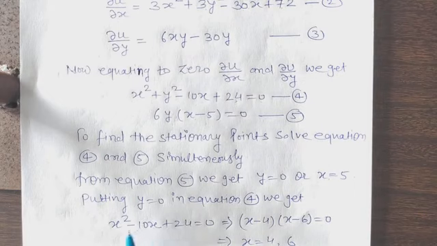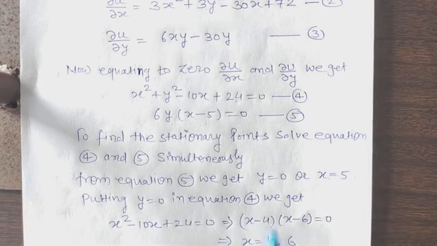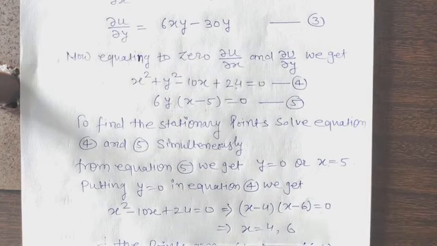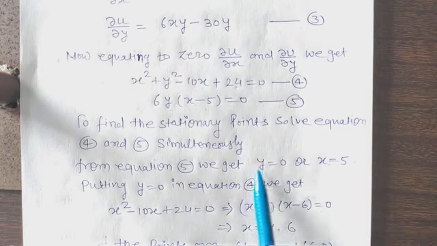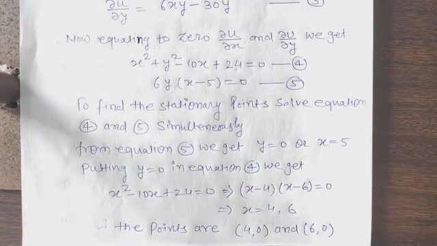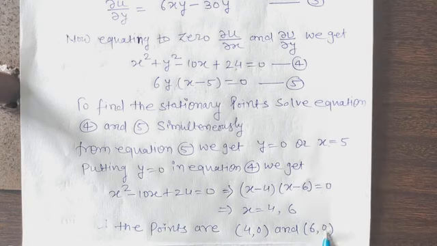So this is a quadratic equation in x, which gives two values of x. The factors of this equation are (x minus 4) and (x minus 6) equal to 0, which gives x equal to 4 and x equal to 6. So the values of x are 4 and 6 corresponding to y equal to 0, and therefore the points are: when y is 0, x is 4, and when y is 0, x is 6. So (4, 0) and (6, 0) are two stationary points.